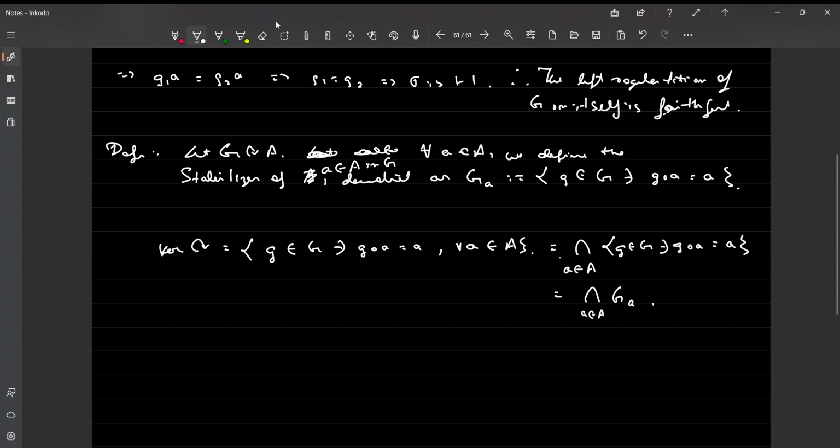So I have written it wrong. Stabilizer of small a in A. Yeah, correct. Sorry, small a in G. Stabilizer is small a in G because the stabilizer is obviously a subset of G. It is indeed a subgroup of G. Whatever be it, the kernel can be defined as the intersection of all the stabilizers of all the elements in A. Clear? Got it?